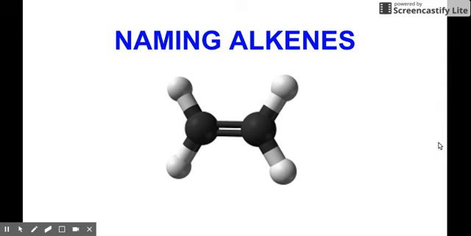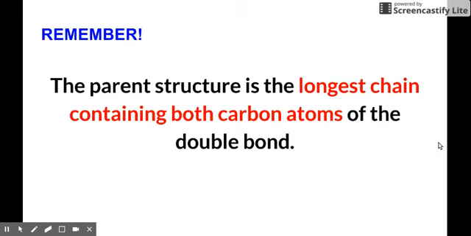Hi, welcome to the second part about how we name alkenes. Now, always remember that when we speak about alkenes, that means you see the presence of double bonds in your organic compound structure. So, the basic thing you need to remember in your alkene compound, the parent structure is always the longest chain that contains both carbon atoms of the double bond.